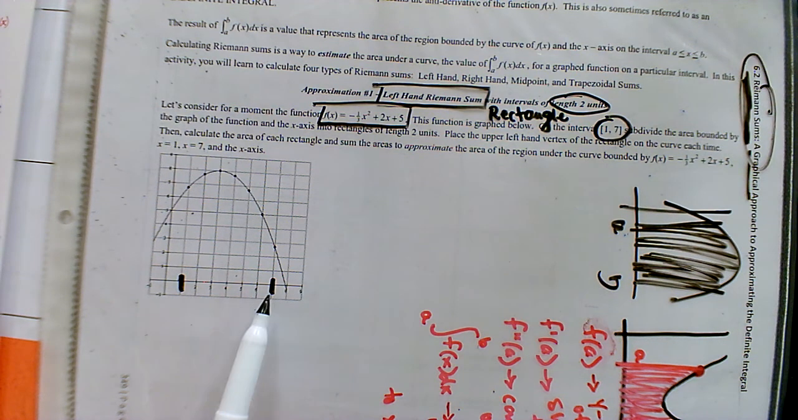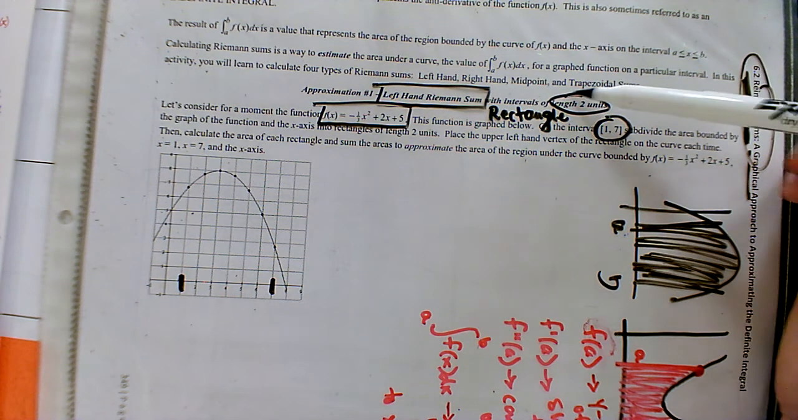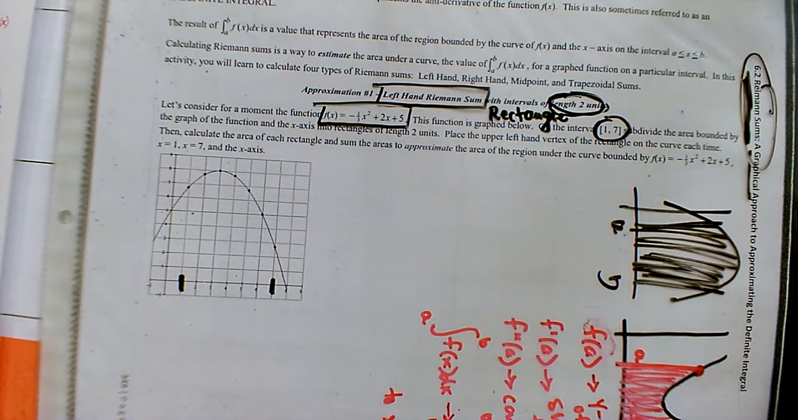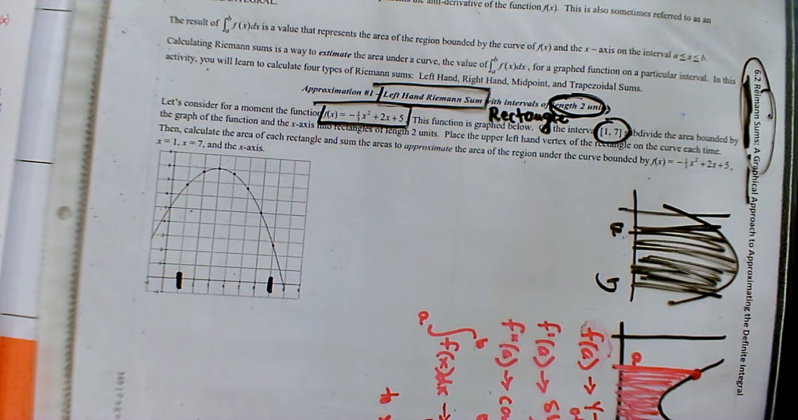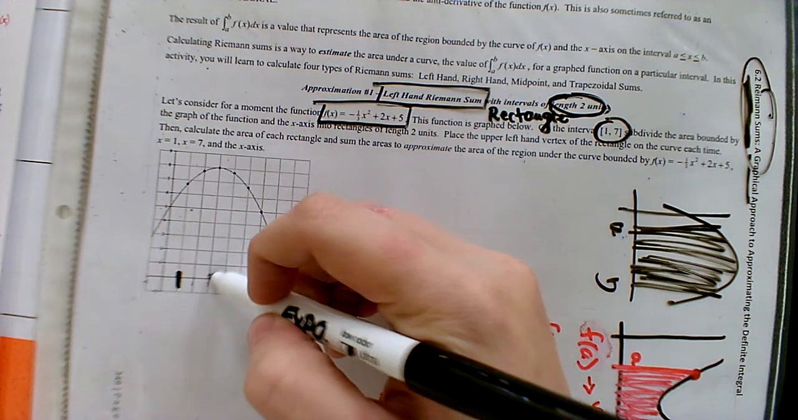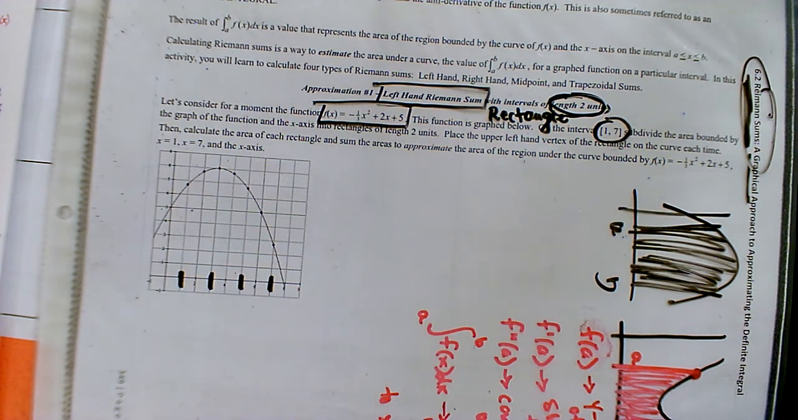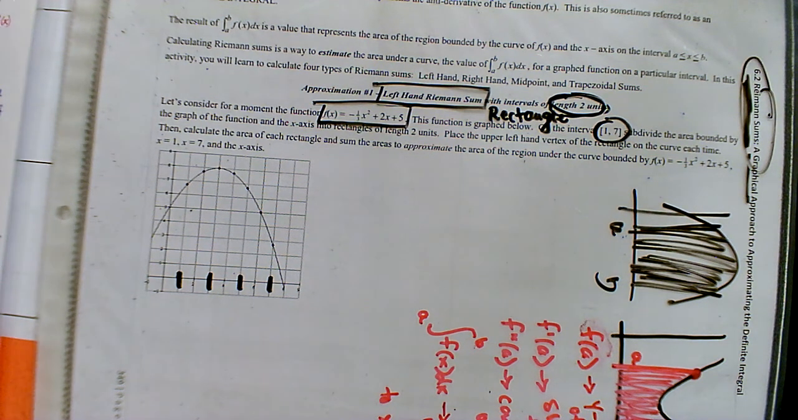So if we're going from 1 to 7, and we want rectangles to have a length or distance of 2, how many rectangles are we going to be able to fit in that interval? Can we figure it out? 3. We'd go from 1 to 3, 3 to 5, and then 5 to 7. So section off your intervals of where these rectangles can be drawn. All right, so this is how we're going to draw a left-handed Riemann sum.